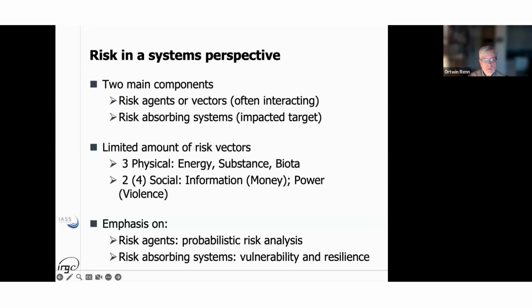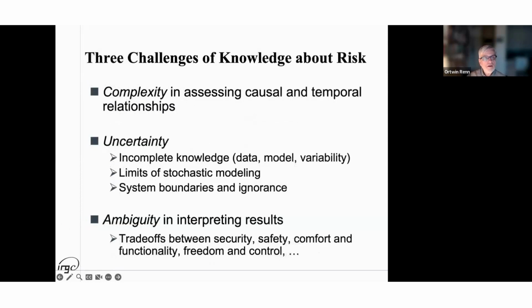If we look at the risk agents, we probably go along with probabilistic risk analysis. If you look at risk-absorbing systems, you're looking into vulnerability and resilience. Now, we normally think about three challenges of knowledge about risk, and those are the three challenges I want to talk about. Again, I'll get to the Greek mythology in a minute. First is complexity, which means there are a lot of intervening variables between a cause and an effect, a lot of feedbacks, and a lot of linear and nonlinear relationships, whether causal, temporal, or functional.